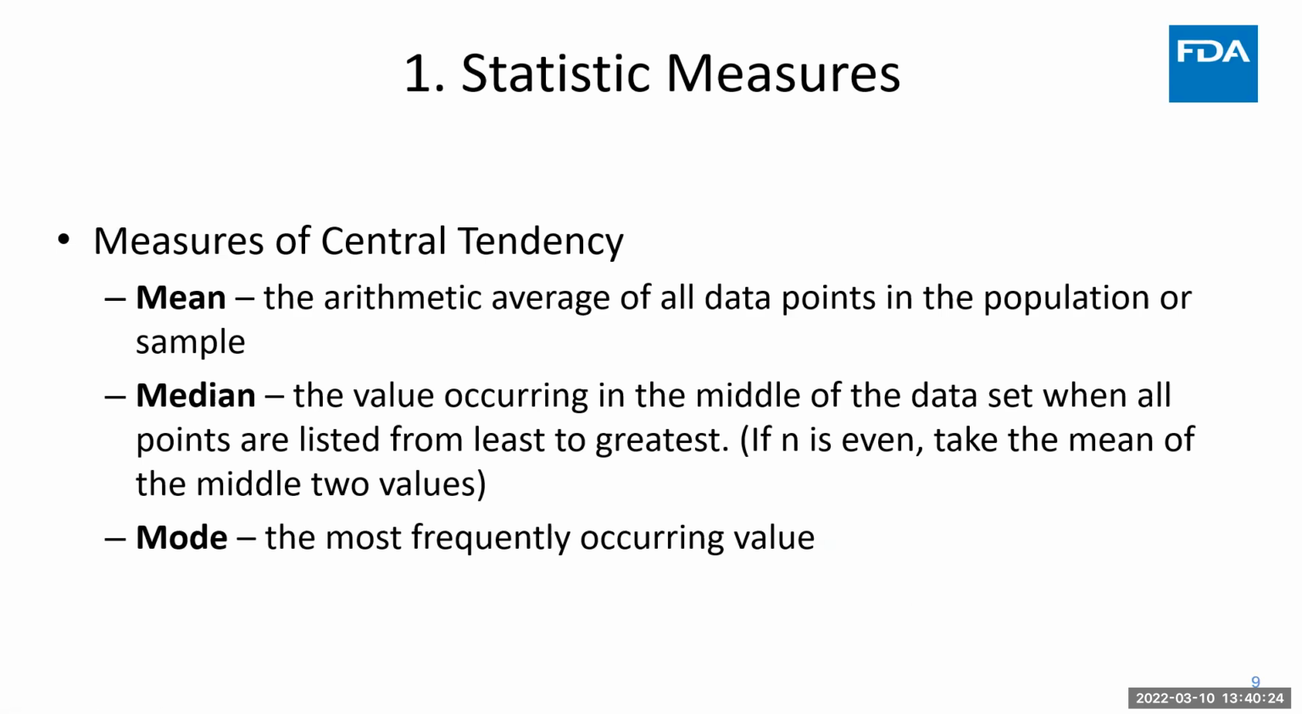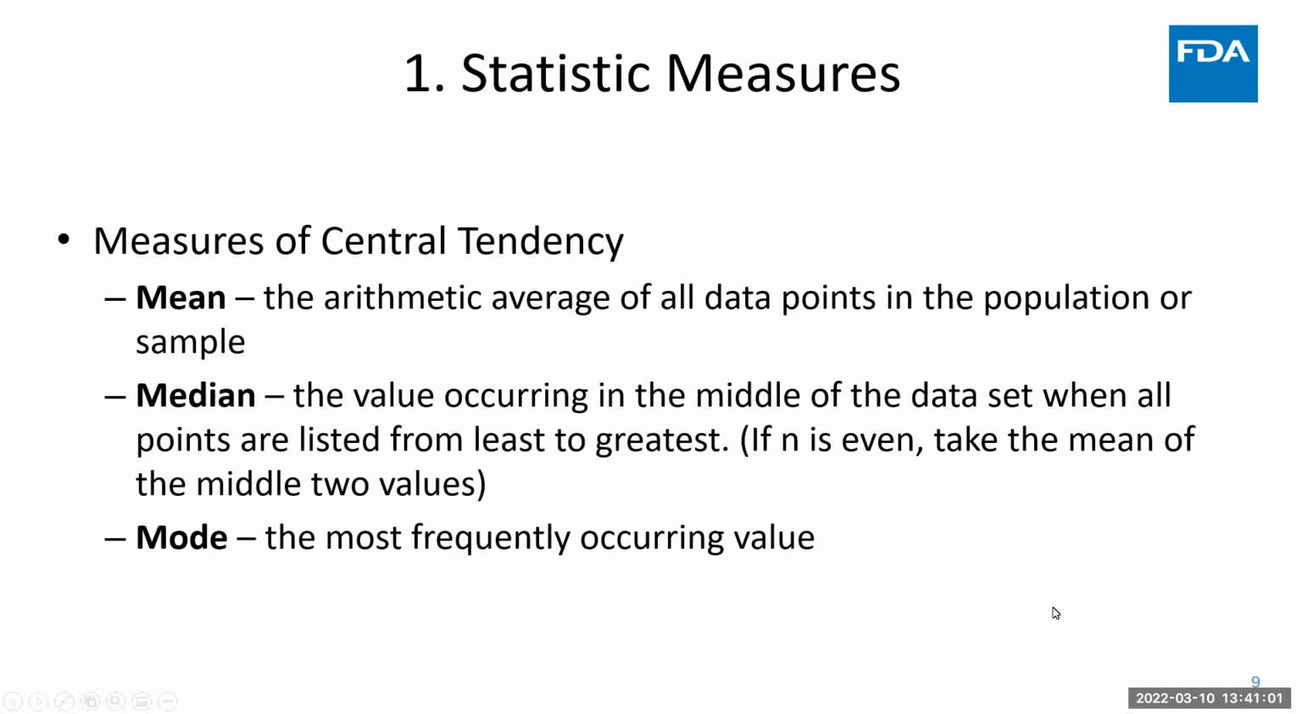So we have different types of statistic measures. First, we have measures of central tendency. And we start with the mean. This is the average that we all learned in high school, where you add up all of your data points and divide by the number of data points that you have. Then you have the median, which is the value occurring in the middle of the data set when all points are listed from least to greatest. And if you have an even number of data points, you take the mean of the middle two values. And then you have the mode, which is the most frequently occurring value in your data set.